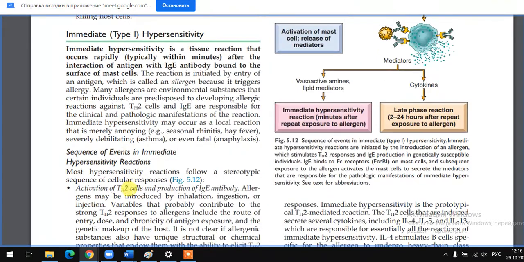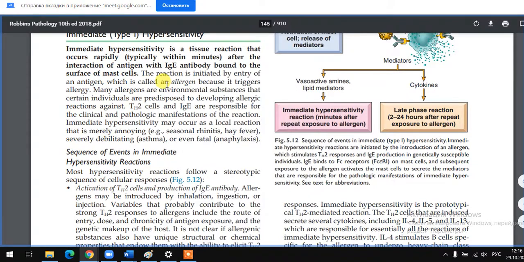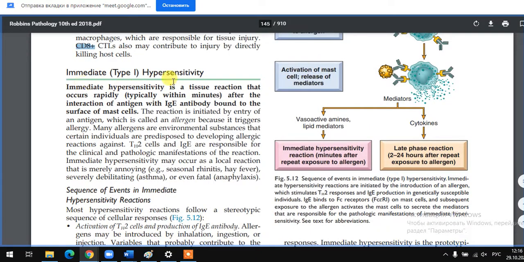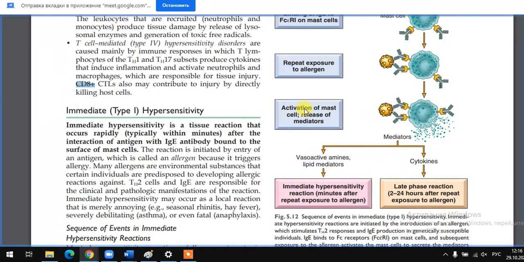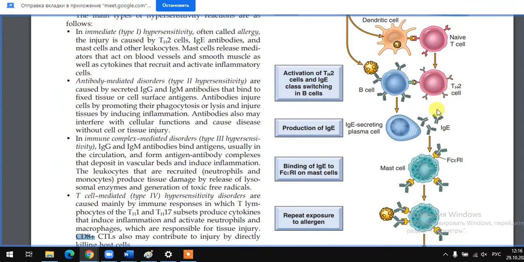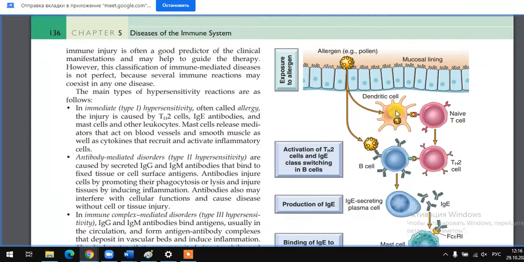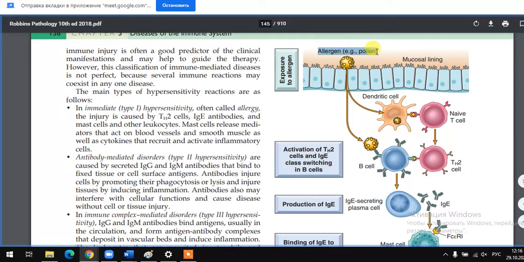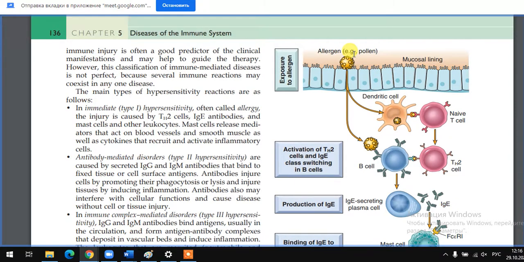Let's talk about type 1 hypersensitivity. So immediate hypersensitivity is a tissue reaction that occurs rapidly, typically within minutes after the interaction of antigen with IgE antibody bound to the surface of mast cells. Take a look. If I'm not mistaken, it is here. So, for example, we have some allergen, for example pollen. So we have allergy for everything.